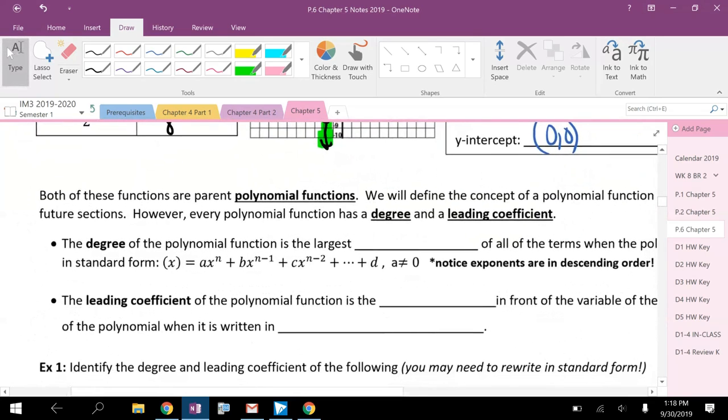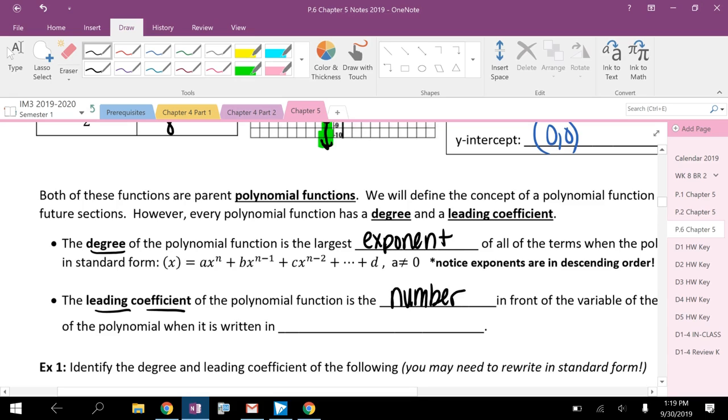Something that's really important when we do this chapter is that you know what the degree is and what the leading coefficient is, those vocab words. So the degree is just the largest exponent you see. When you look at something like what we just saw, x cubed, 3 would be our degree because 3 is the largest exponent on that function. And the leading coefficient is the number that's in front of that. It's the number that's all the way out in front when you're in standard form. And we worked with standard form a little bit yesterday.